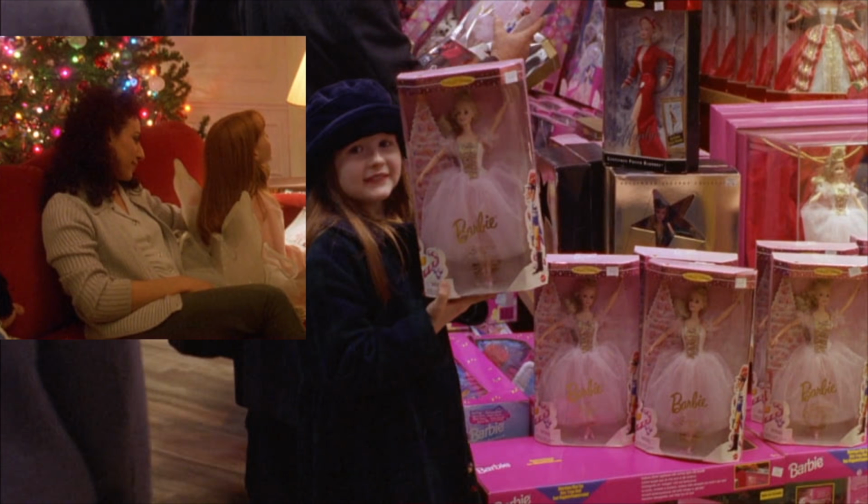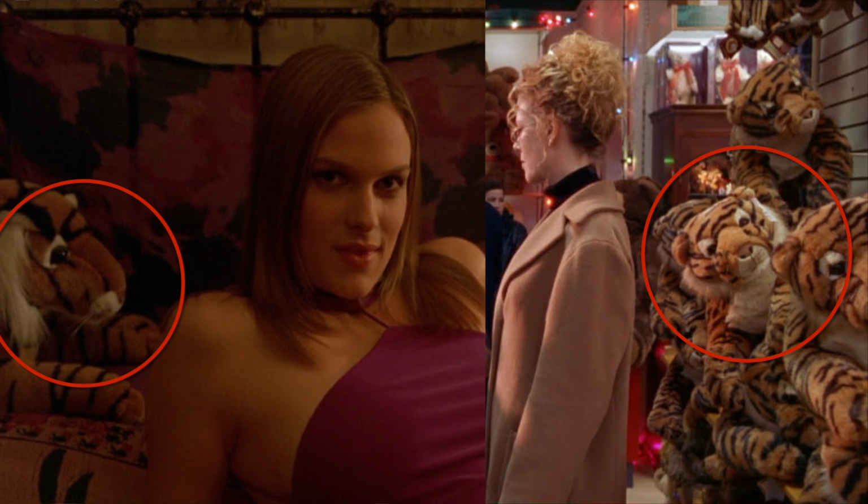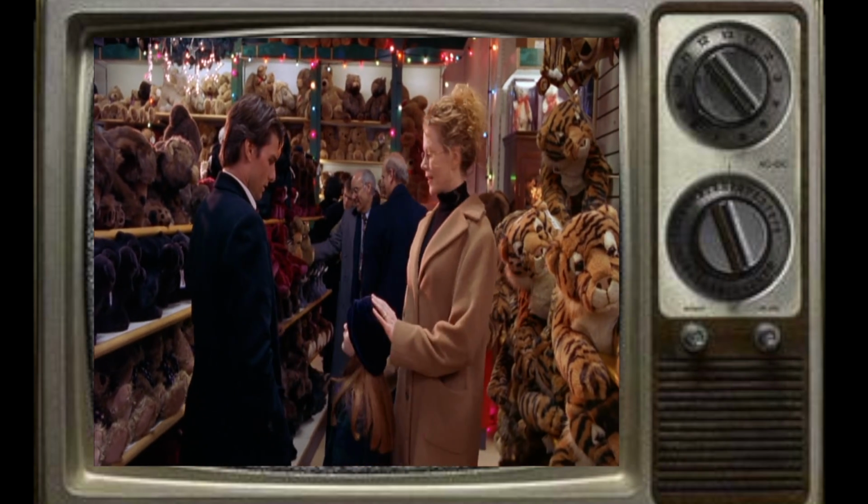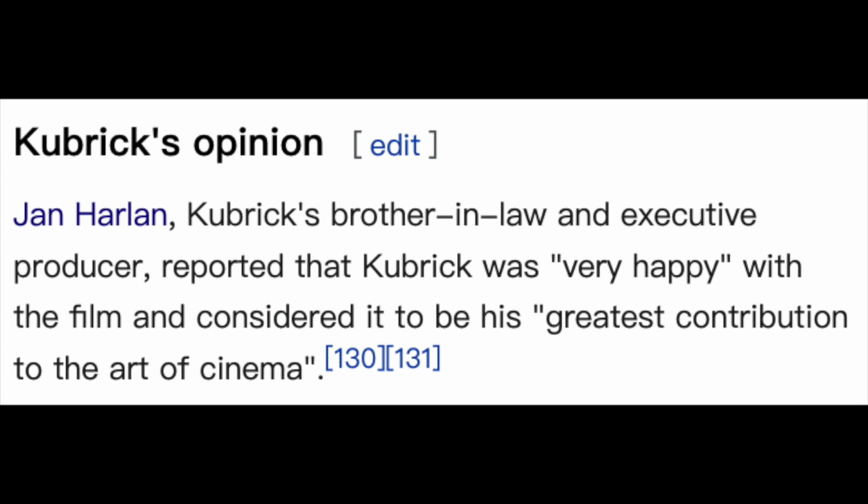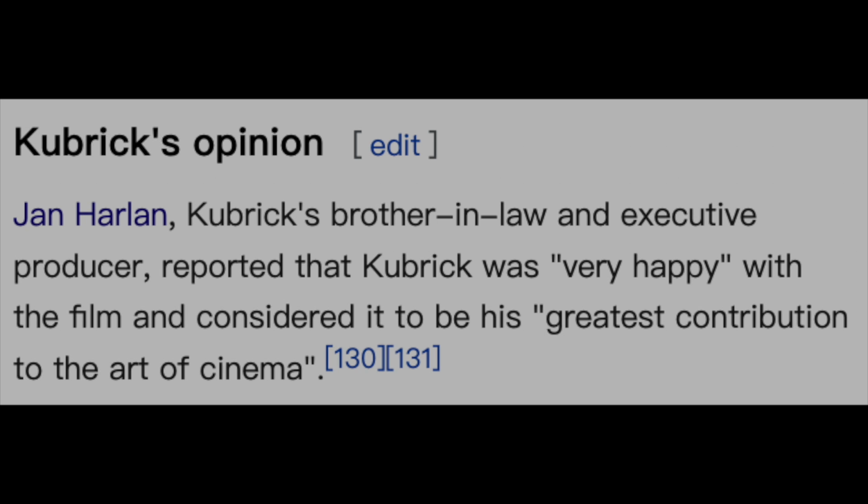In the toy store scene, Helena picks up a doll resembling her appearance at the beginning of the film, while the tiger next to Alice corresponds to the tiger on Domino's bed. These visual techniques employed by Kubrick further emphasize the film's themes. As Kubrick's brother-in-law Harlan put it, Kubrick was very happy with the film and considered it to be his greatest contribution to the art of cinema.